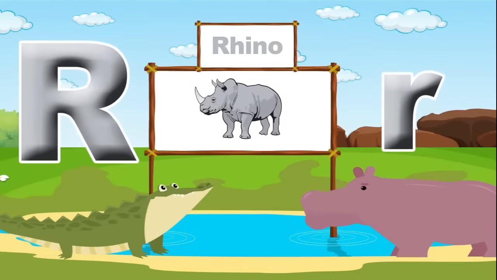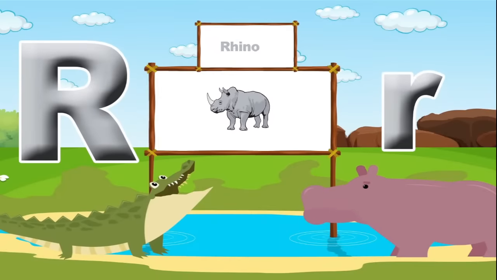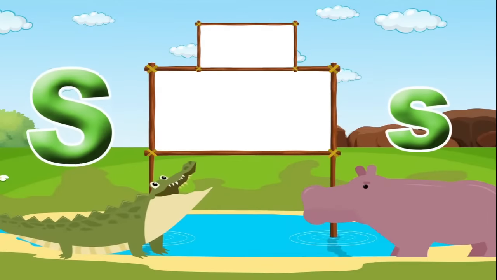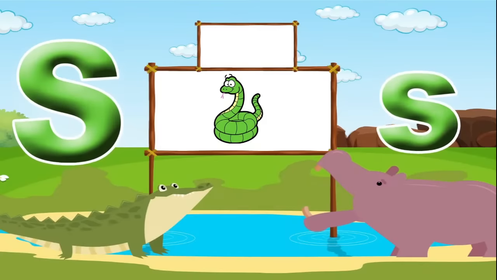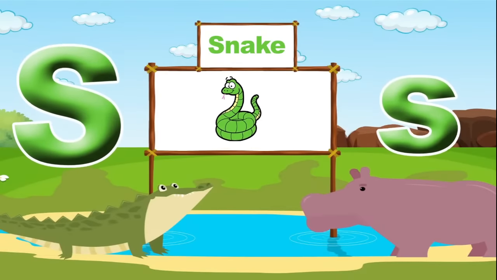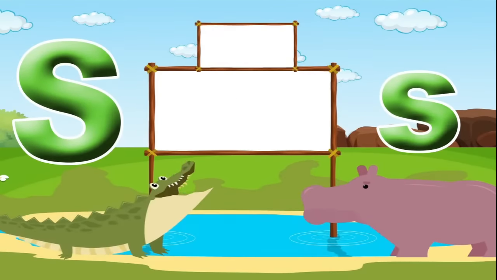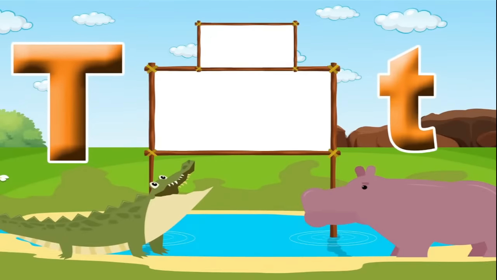R-r-rhino. R, rhino. S is for snake. S-s-snake. Snake. T is for tiger.